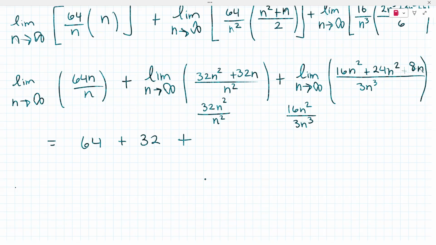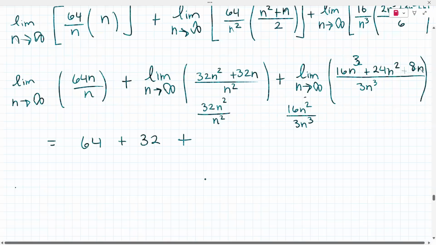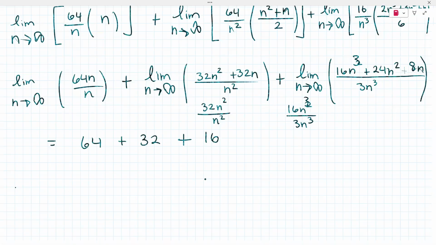And actually, I made a mistake. This should be a cubed. So now the degrees are the same. So what's the rule? Use the coefficient. So it's 16 over 3. So when you put it all together, you get 304 over 3. Okay.